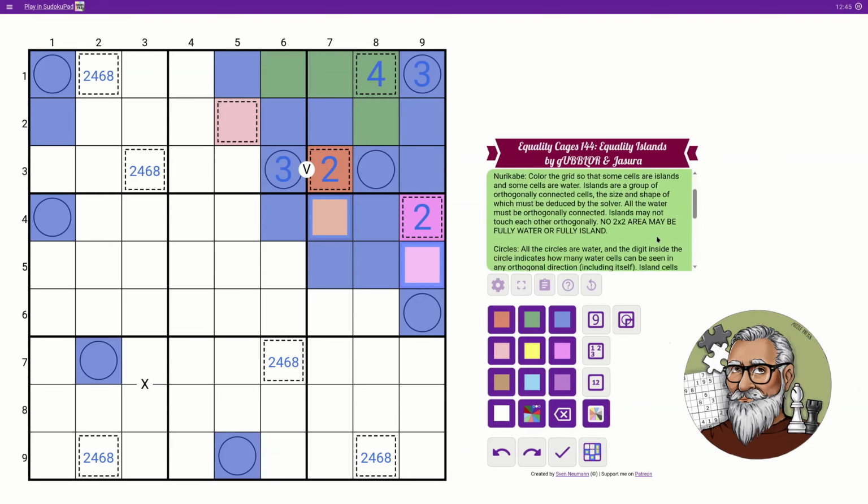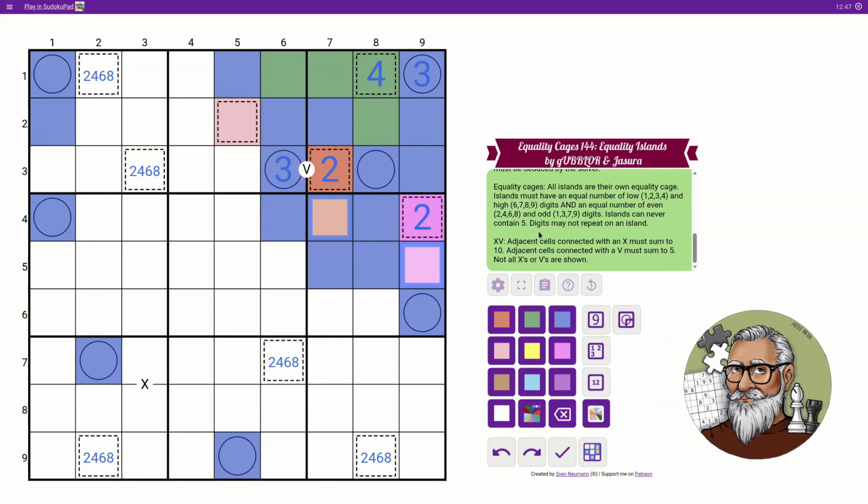So because we have 2, so we have a low even digit. This would have to be a high odd digit. So these are 7 and 9, right? That's 8 as well. But this one isn't 4. It's 2, 6, and 8.